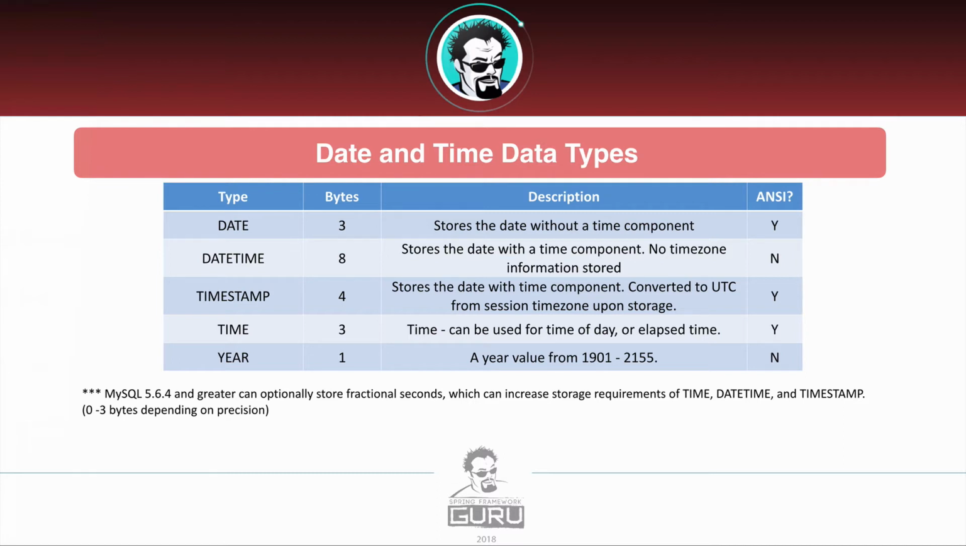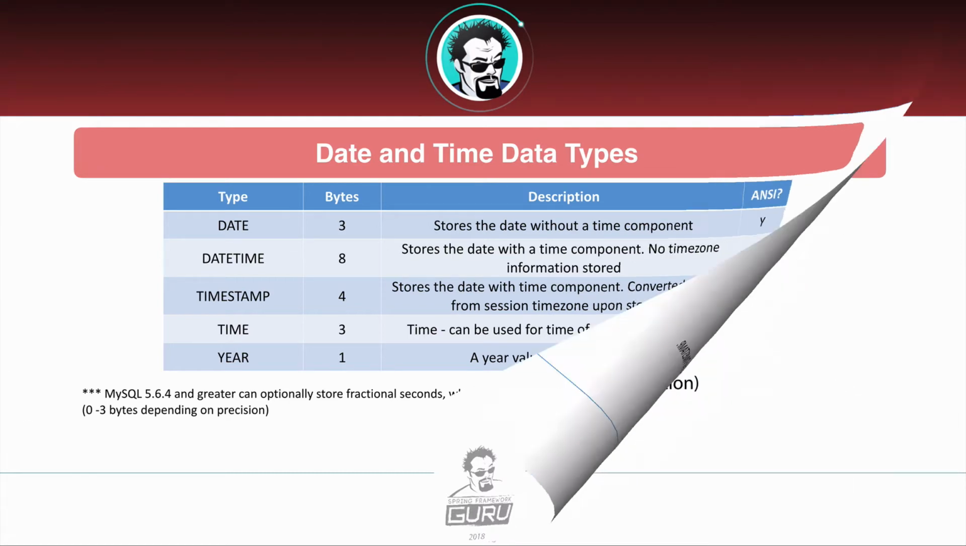And this is going to be on time, date time, and timestamp. This is an optional configuration and you do have to be on that level database or newer for this. And just be aware that if you do start storing fractional seconds, it is going to increase the storage requirements from 0 to 3 bytes, depending on the precision that you specify in the column definition.